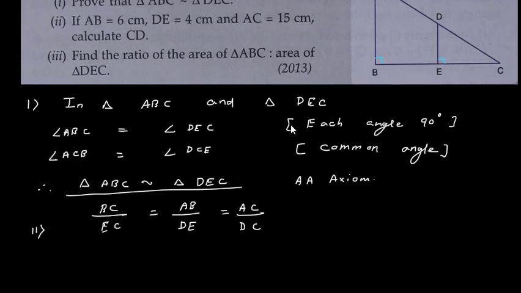AB and DE are given in the problem. This BC and EC I do not require, so to avoid confusion you can just ignore it. Actually, the reason, if you wanted to write, you can say that they are the corresponding sides of similar triangles. They are corresponding.